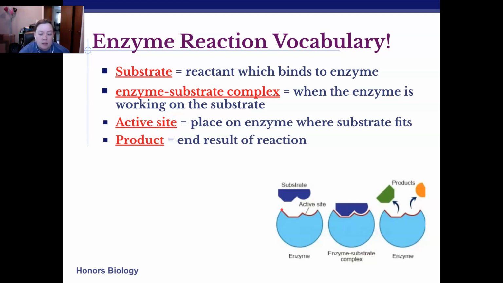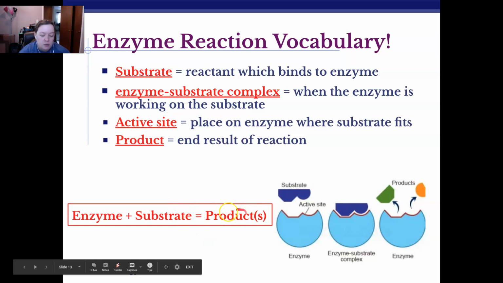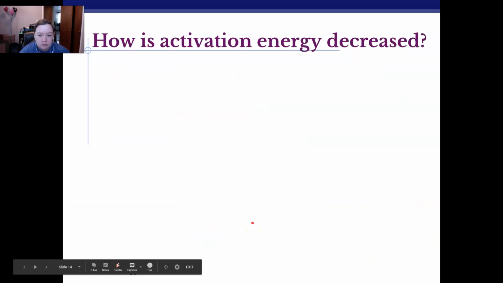And then the product is what's made in the end result of the reaction. And as you can see here, our enzyme comes in, helps do the job, makes products, but our enzyme is the same and it's able to do this reaction over again. So enzymes can be used over and over again to do the same type of reaction. They're not used up, they don't disappear, they keep on doing their job. So we start with an enzyme and a substrate, and after the job is done, we have our products.